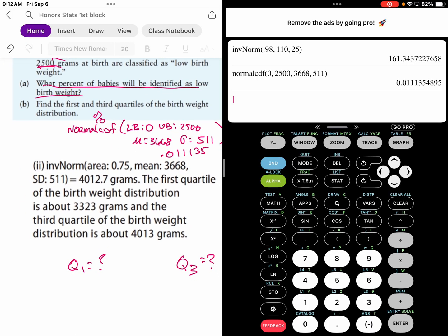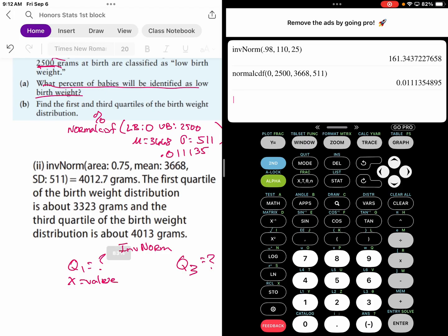Again, I'm trying to find basically an X value that represents these two things. So that lets me know I'm going to use inverse norm. If I'm trying to find a percentage, I'm using normal CDF. If I'm trying to find a value, that X value, then I'm going to use inverse norm. You could also do the X value based off of the Z table, but since I'm trying to find the value for quartile 1 and quartile 3, I'm going to use the inverse norm to help me out with that process.